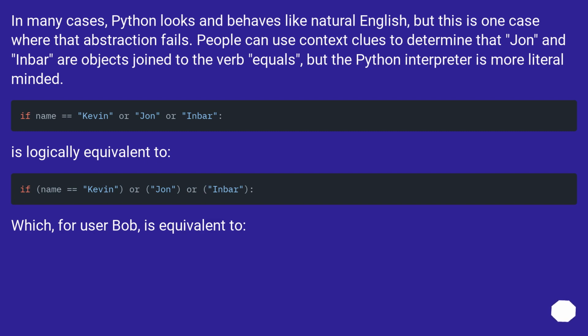In many cases, Python looks and behaves like natural English, but this is one case where that abstraction fails. People can use context clues to determine that John and Inbar are objects joined to the verb equals, but the Python interpreter is more literal-minded. This is logically equivalent to, which, for user Bob, is equivalent to.